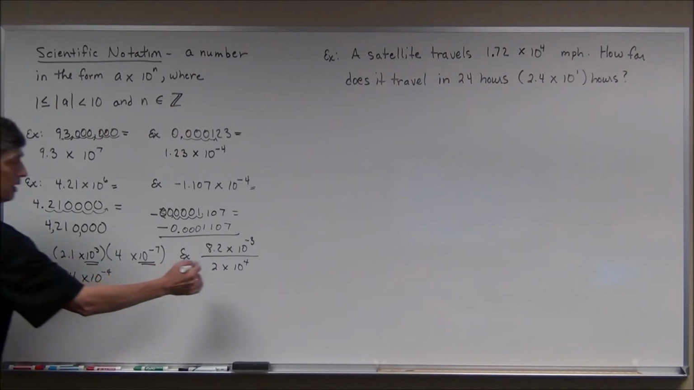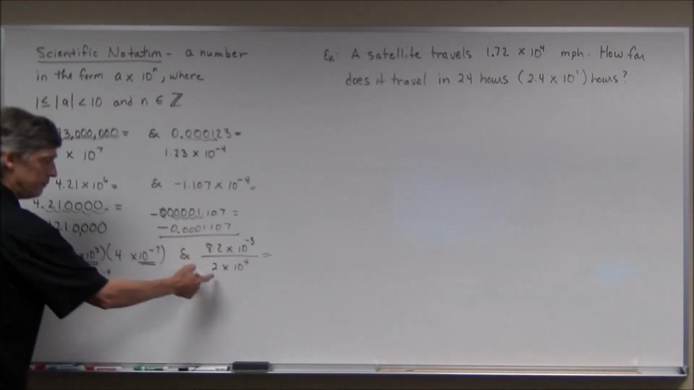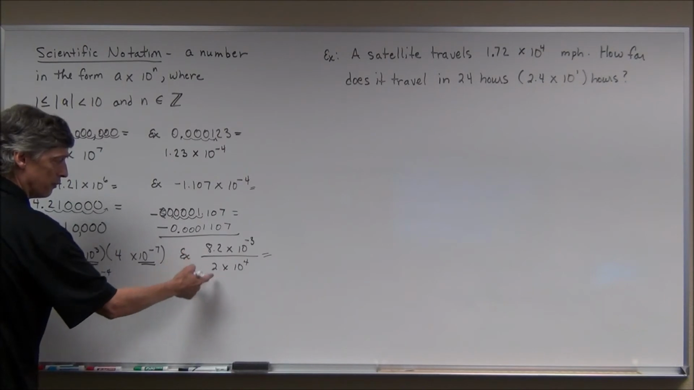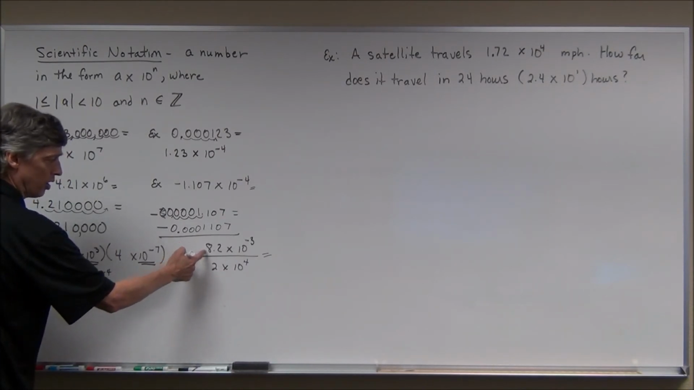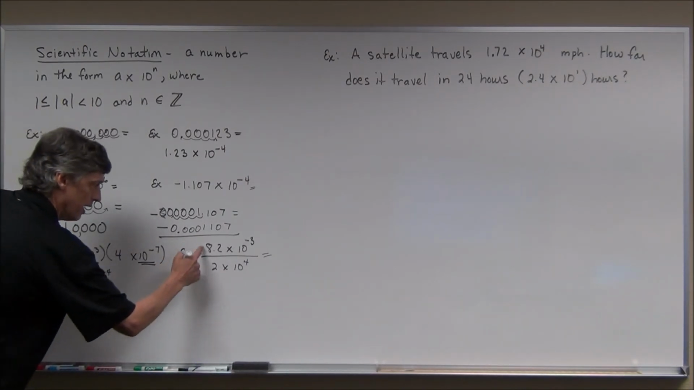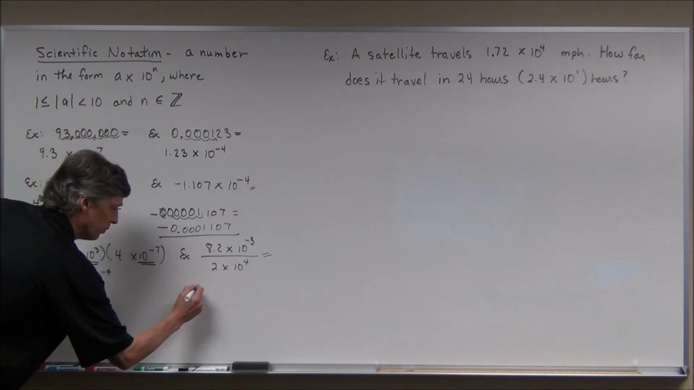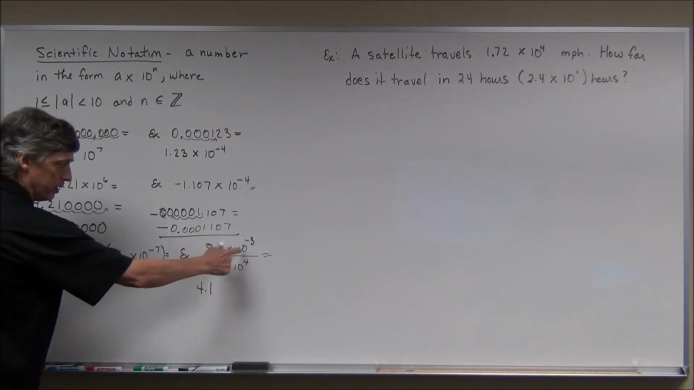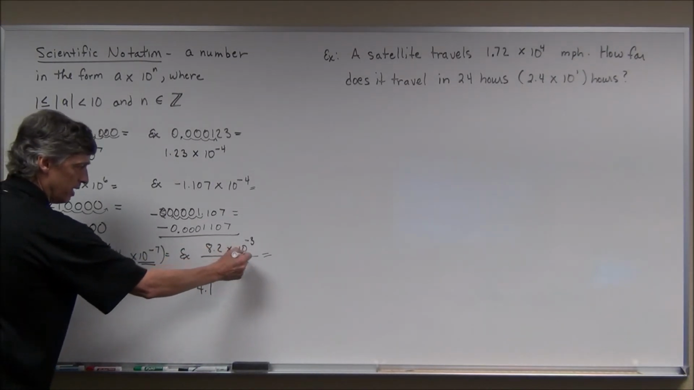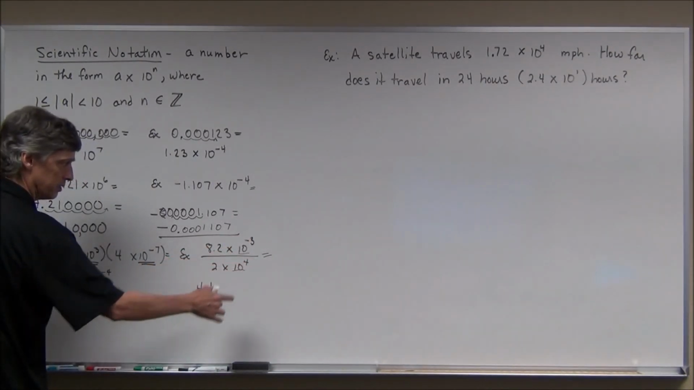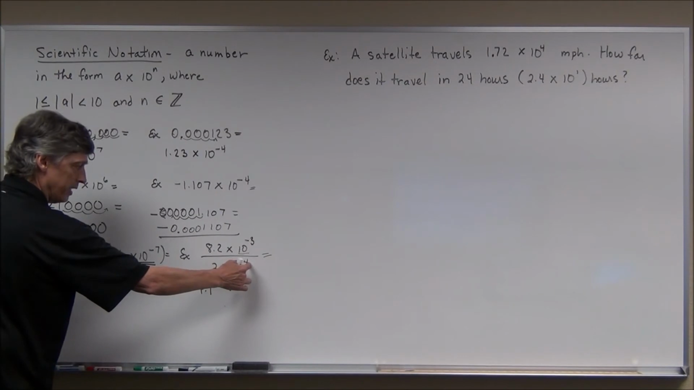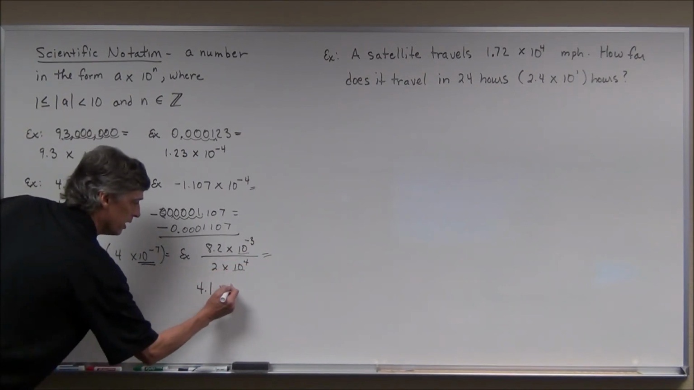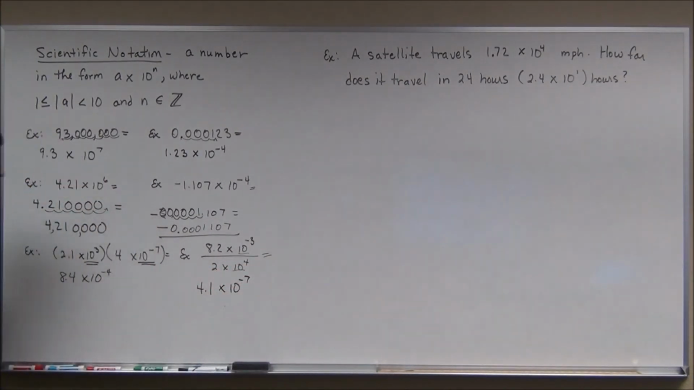Over here, likewise, I'm going to divide 2 numbers that are in scientific notation. So I'll start off by dividing these numbers here. 8.2 divided by 2 is 4.1. And now I'm going to divide this number and this number by subtracting the exponents. Negative 3 minus 4 is negative 7, so times 10 to the negative 7th power. It is okay to leave your negative exponents in scientific notation.